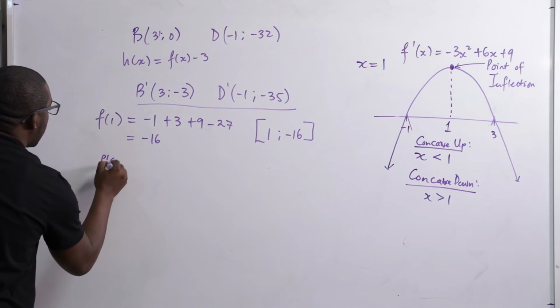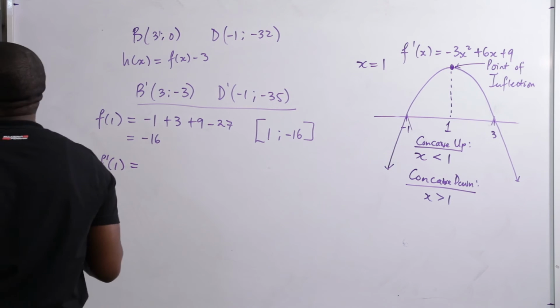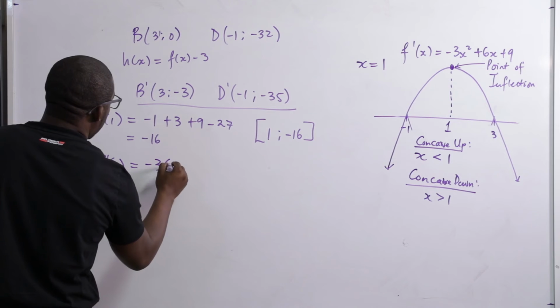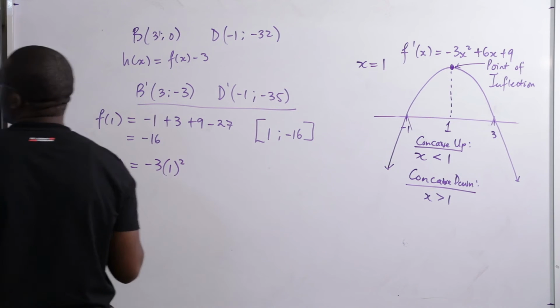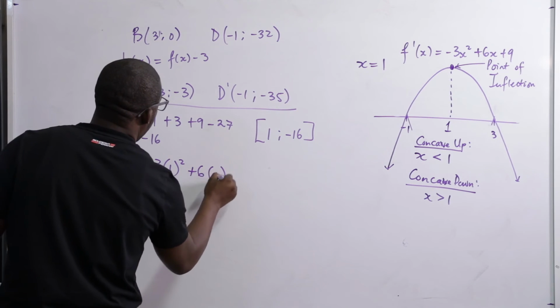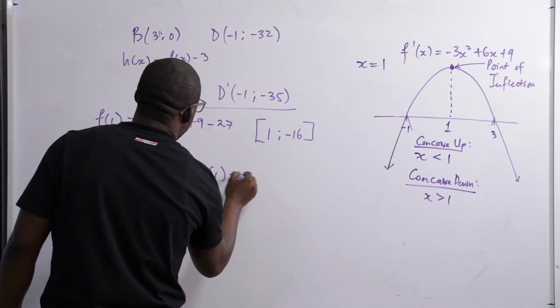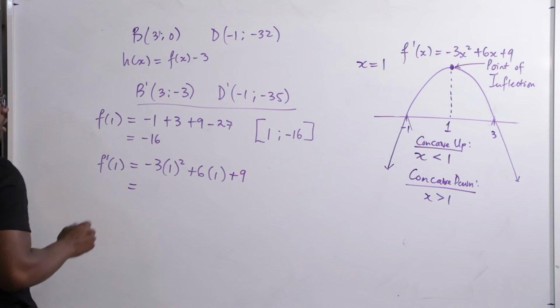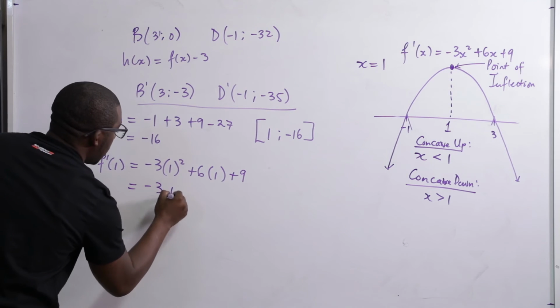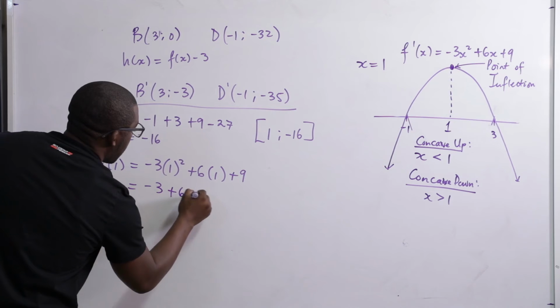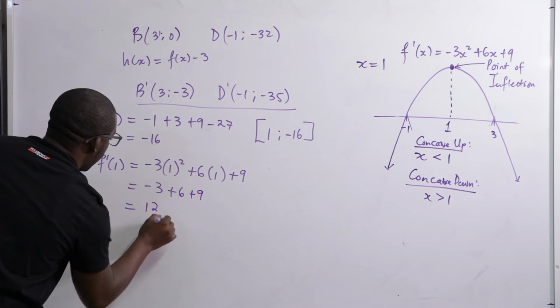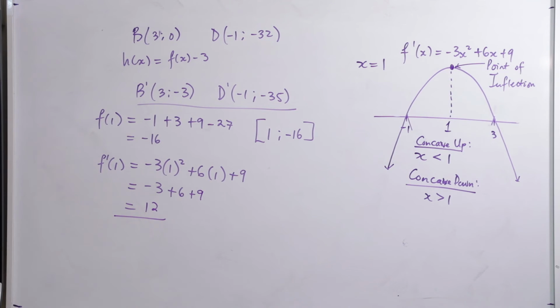Then f prime of 1 is equal to minus 3 times 1 squared, plus 6 times 1, plus 9. The gradient at this point is going to be minus 3, plus 6, plus 9. This is going to be 12. The gradient of the tangent is going to be a positive 12.